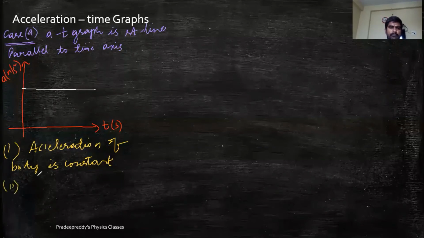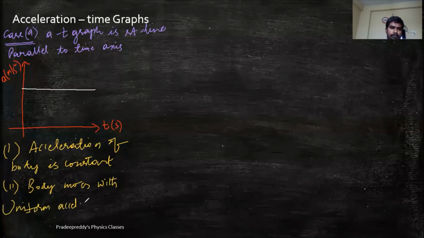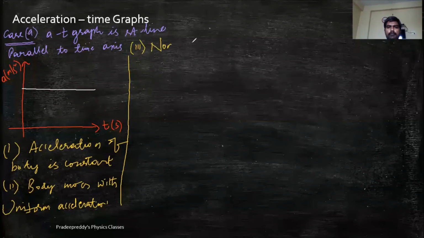A is constant. So if acceleration is constant, body moves with uniform acceleration, but non-uniform motion. Remember that this is non-uniform motion. Here velocity is not constant. And remember here, acceleration is positive. A is positive.